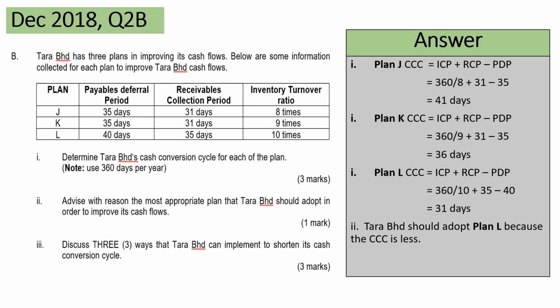So if you are given the options, which one, because for question number 2, advise with reason the most appropriate plan that Tara Berhad should adopt in order to improve its cash flow. So you compare the answer, meaning the lowest CCC should be the best decision to take. So Tara Berhad should adopt plan L because that is the lowest CCC.